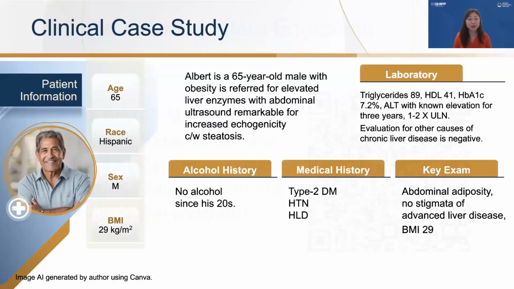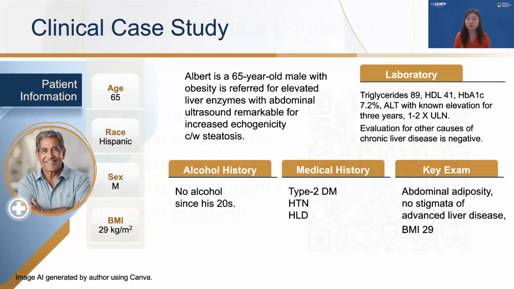So let's start with a case. Albert is a 65-year-old Hispanic male. He has obesity and was referred for elevated liver enzymes. His abdominal ultrasound is remarkable for increased echogenicity consistent with steatosis. He has not drunk alcohol since his 20s. His medical history includes type 2 diabetes, hypertension, and hyperlipidemia.